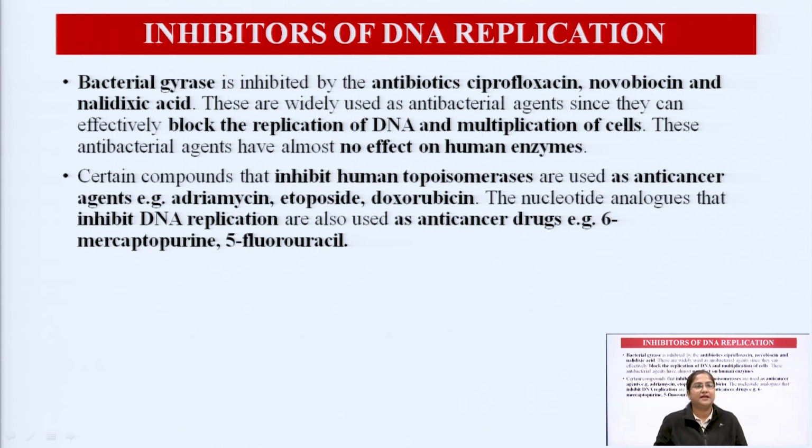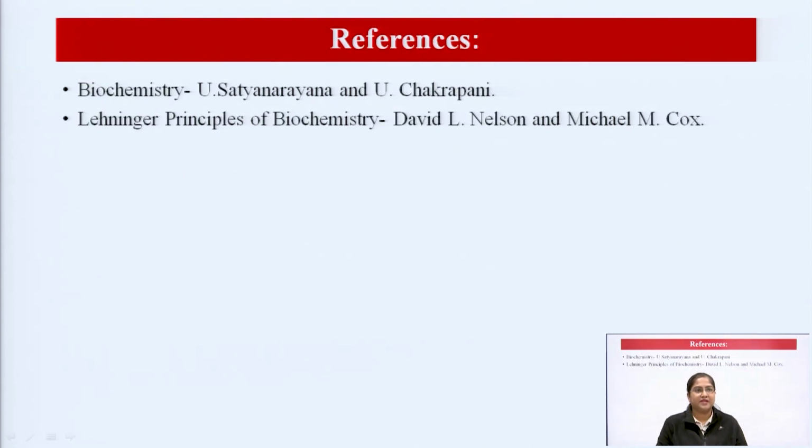There are certain antibiotics which help in the inhibition of the replication process, that are ciprofloxacin, novobiocin, nalidixic acid. They block the replication of DNA and multiplication of the cells. They do not affect human enzymes, and certain compounds which inhibit human topoisomerase are also used as anti-cancer agents, like adriamycin, etoposide, doxorubicin, and other anti-cancerous agents are also there.